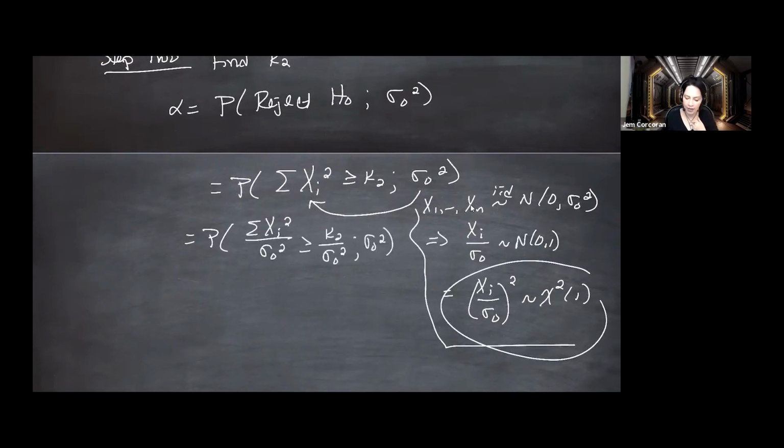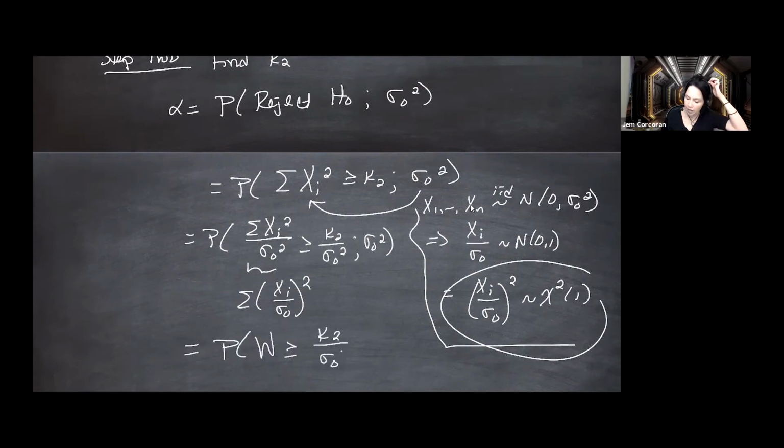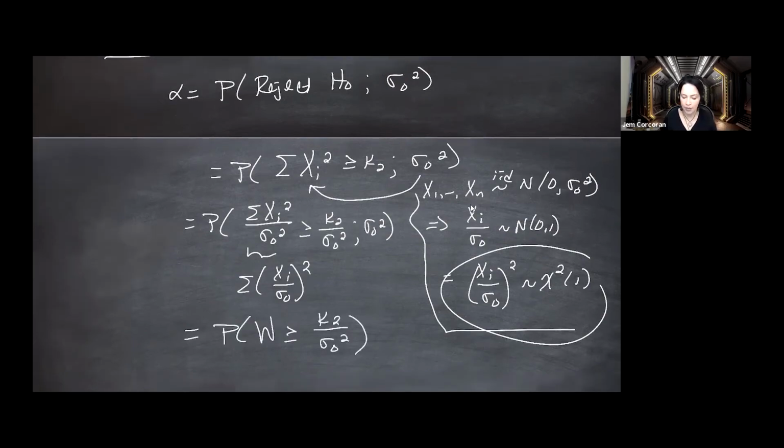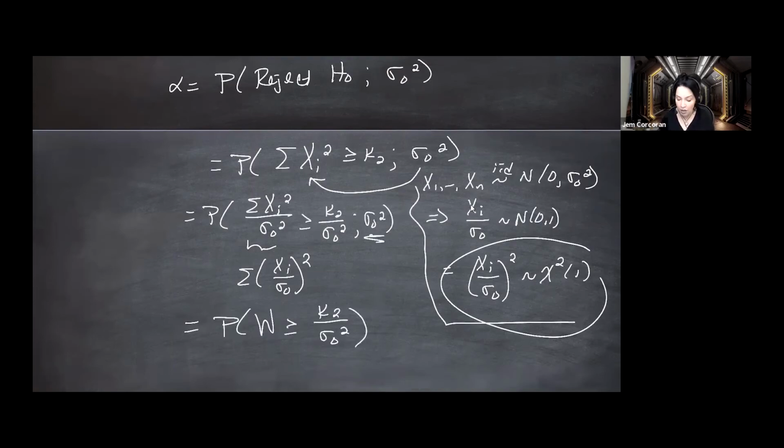Okay, and then this guy here can be written as the sum of xi over sigma naught all squared, which now is a sum of chi-squared ones. And so we can write this as the probability that some W is greater than or equal to K2 over sigma naught squared. And I'm kind of done with this additional information. Could you call this thing a K3? You could, but it depends on what you want to report.